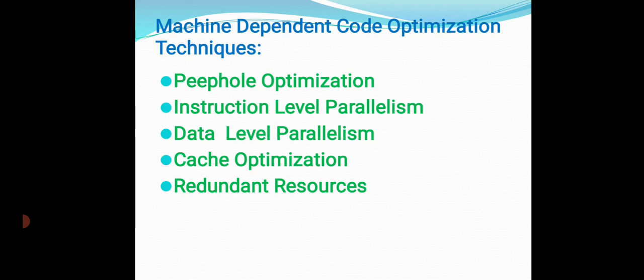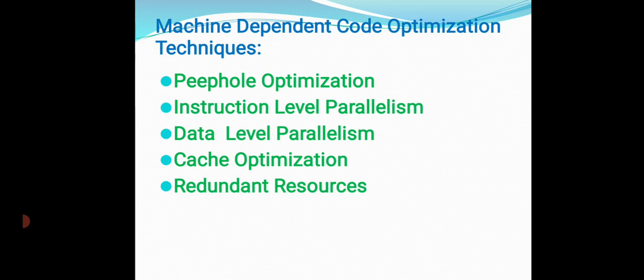The very first technique is peephole optimization, which we will cover in detail in the next slides. The second one is instruction level parallelism. Instruction level parallelism is executing several instructions simultaneously to increase the efficiency of code. We can execute instructions in parallel by using the pipelining process.